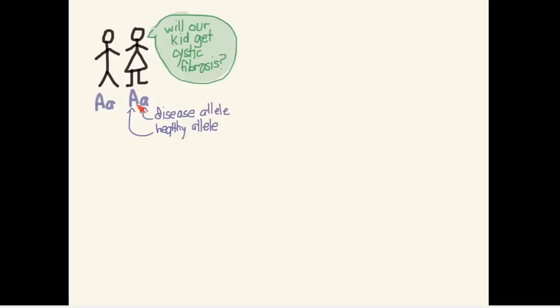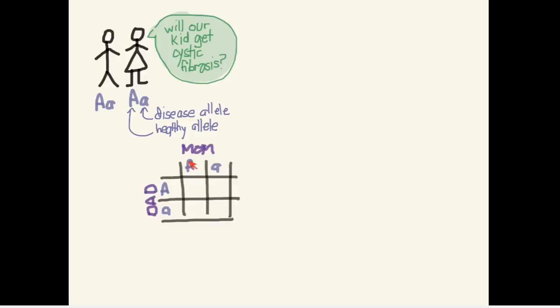They are both carriers. They both have one healthy allele for that gene, and one disease allele for that gene. So if they have kids, we don't know which gene from mom the kids are going to get, or which gene from dad the kids are going to get. So let's figure out what all the possibilities are. And here they are. The kid can either get two healthy alleles, one healthy and one unhealthy, or both unhealthy ones. And let's say for this disease, it's a recessive disease. So if they are unlucky to get both, then that kid is going to develop the disease.